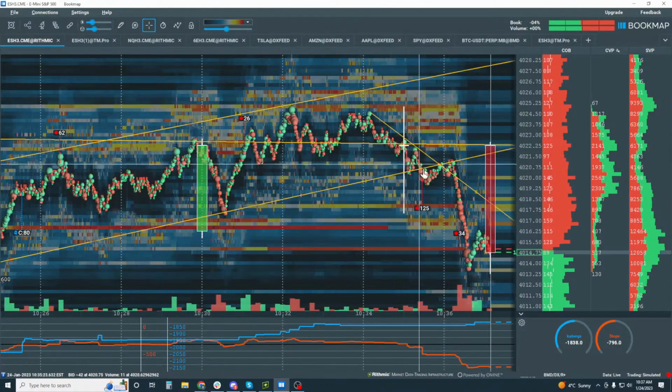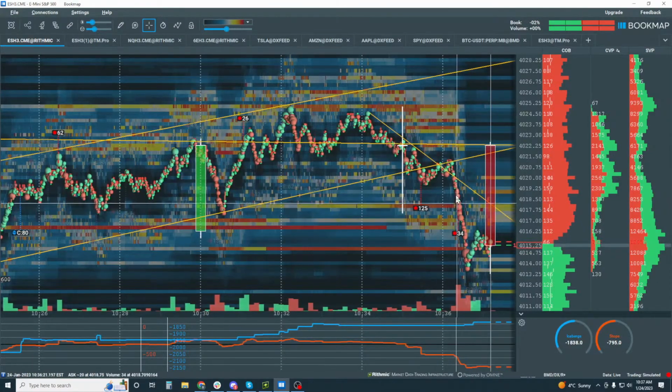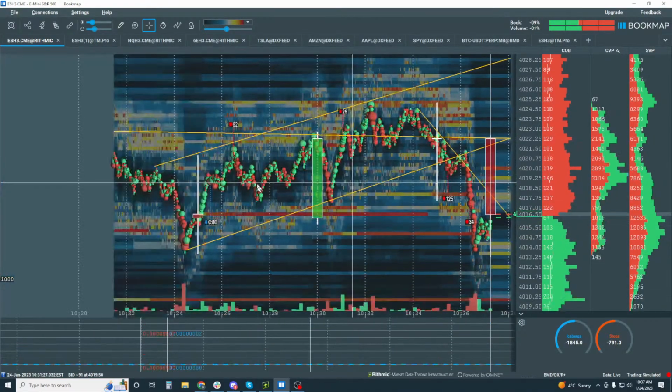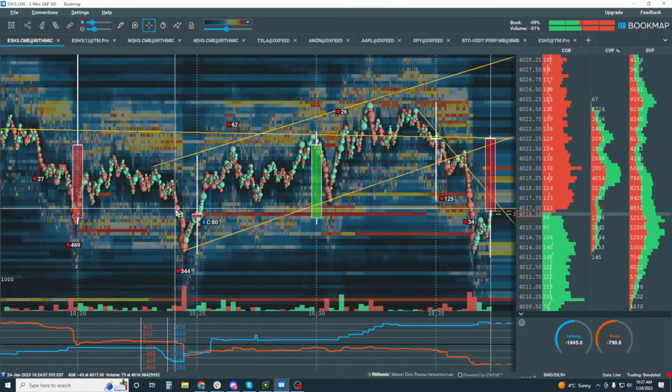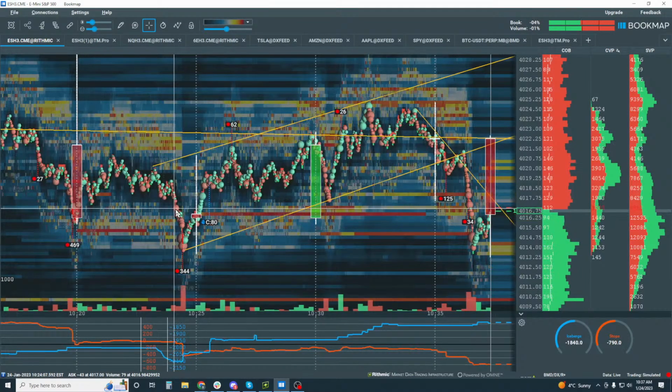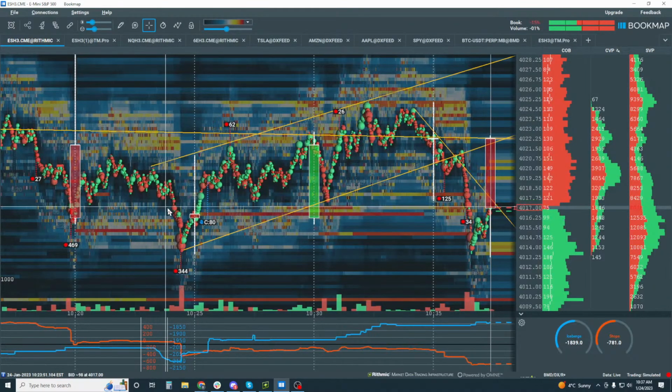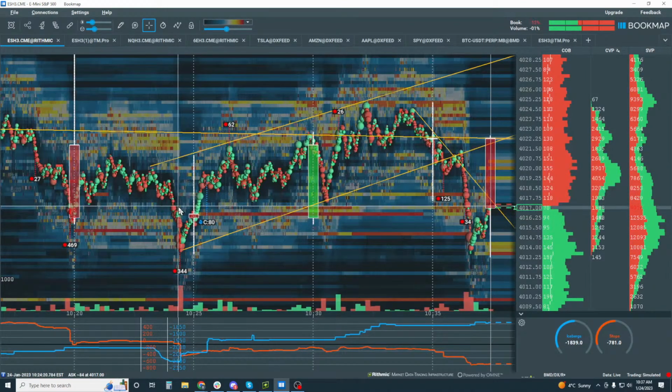Okay, so the sellers come in, and this is where they just pounded it here. But you could have gotten out on that the same way you could have gotten out on this one over here. Giving it a shot. It didn't work out. You take the risk.